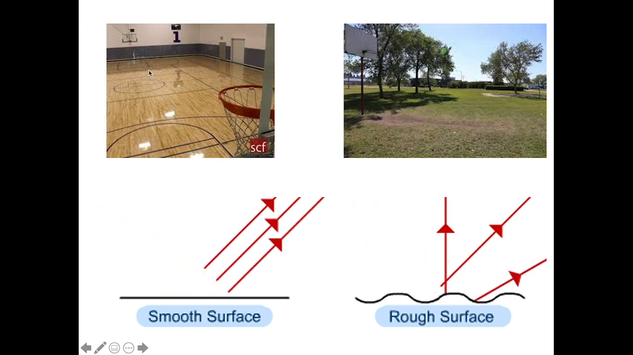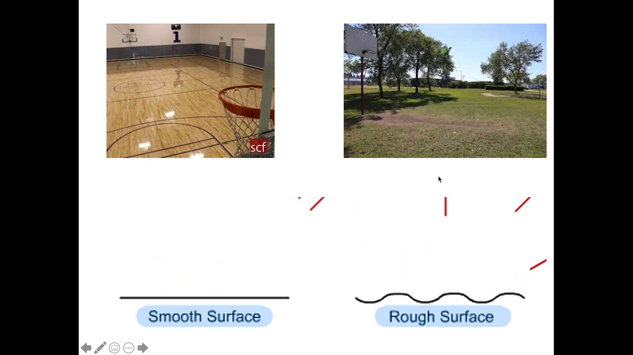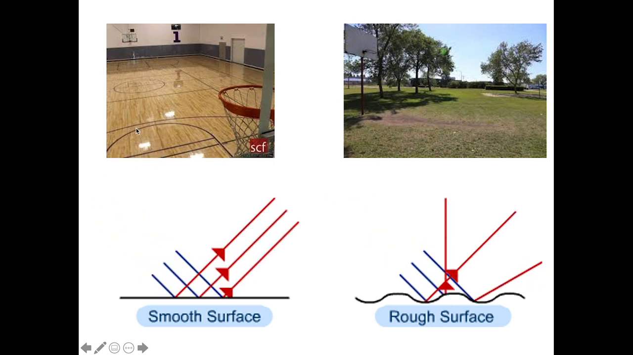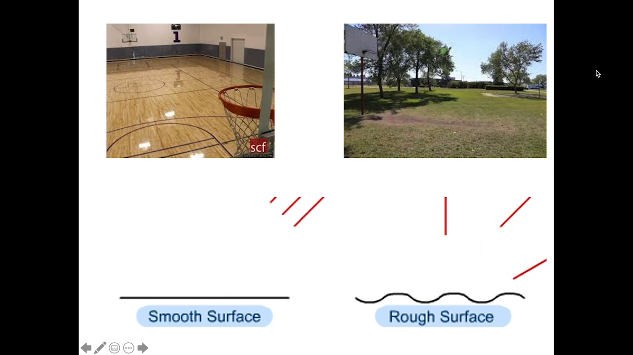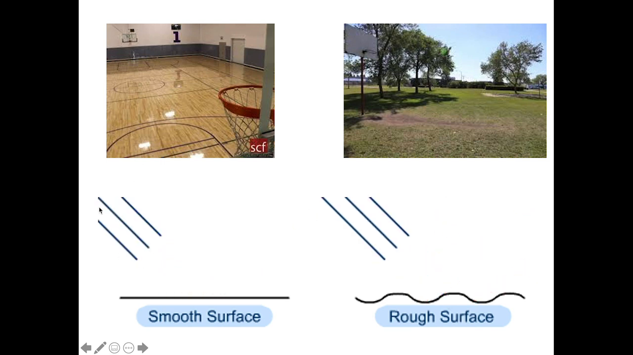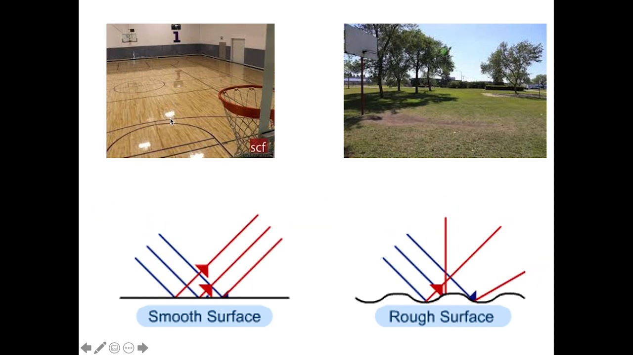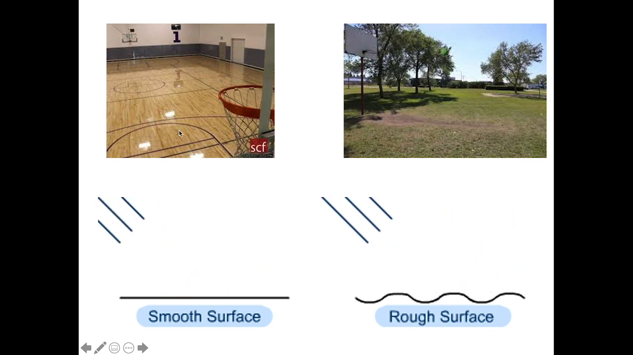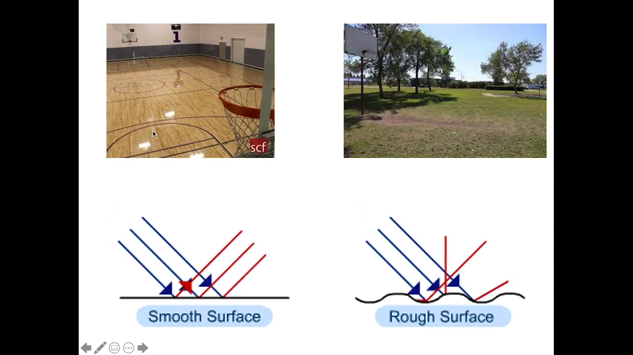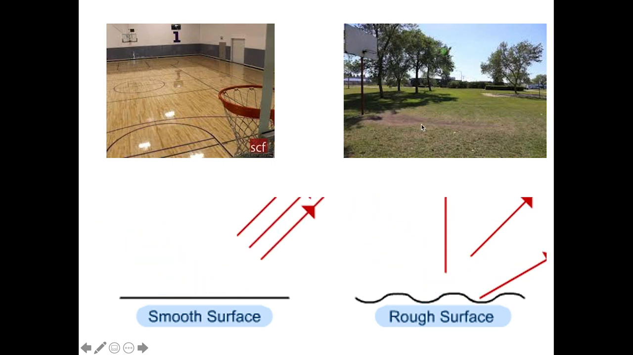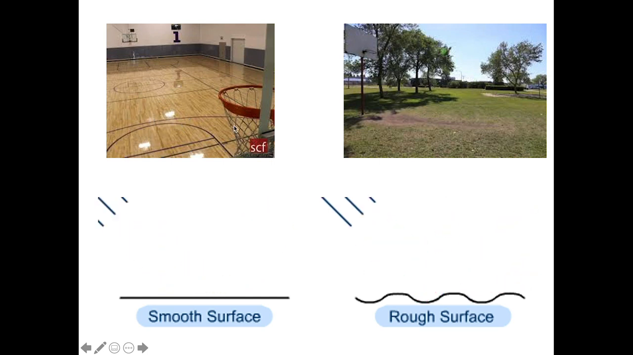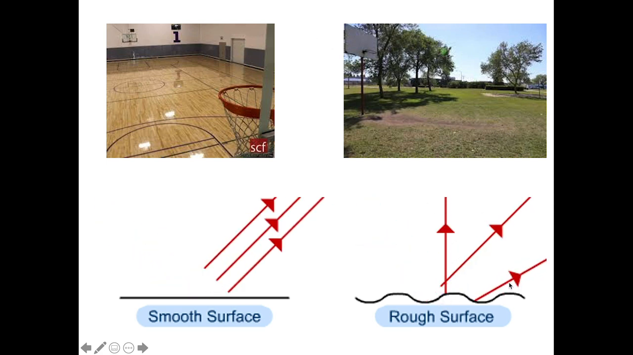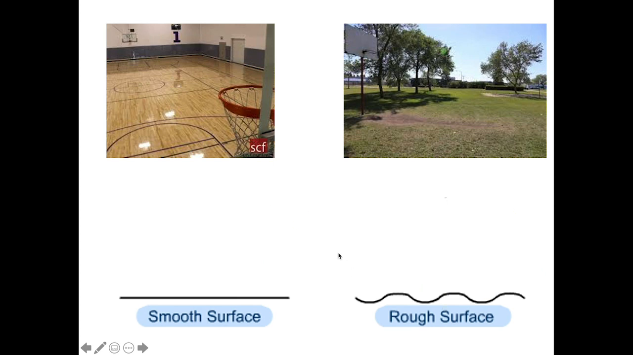The type of surface that light bounces off controls not only how much light is being reflected, but also how the light reflects back. So if light hits a smooth surface, like this gymnasium, you can see that light is visible and it's reflecting back. Versus this rougher surface isn't reflecting as much light back, but we can still see it. So it's bouncing back in a less regular direction.